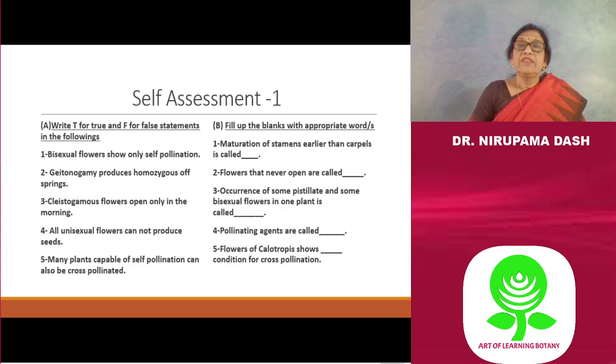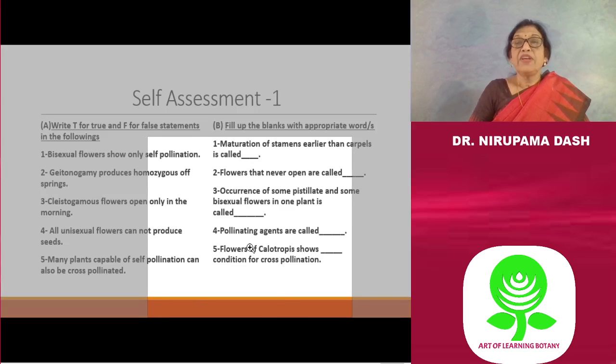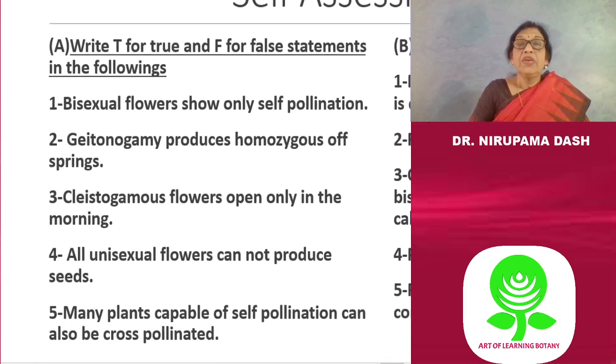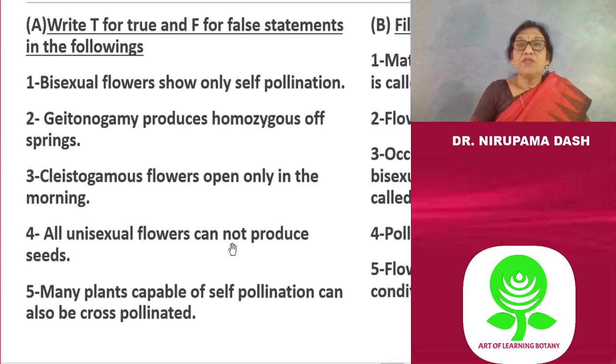Let us have a self-assessment or self-check. Here there are some questions, and we have to go through these questions and answer them. Coming to the first assessment questions: write T for true and F for false statements in the following.